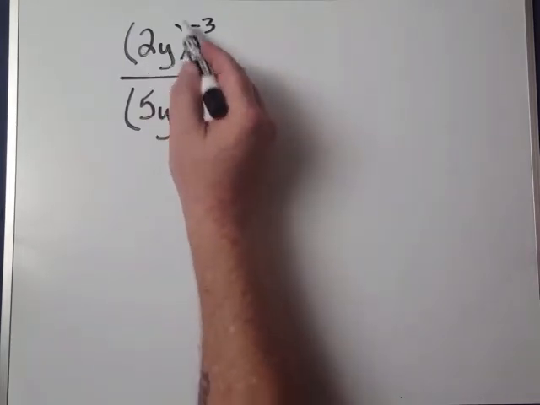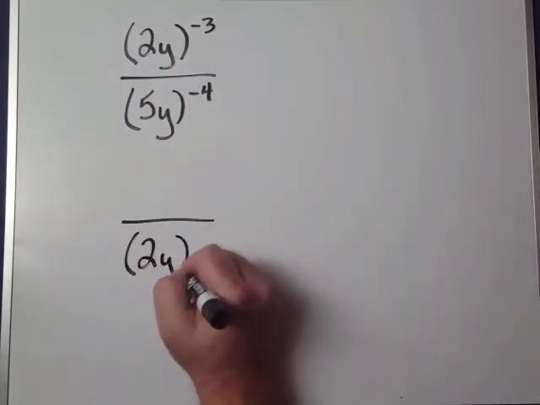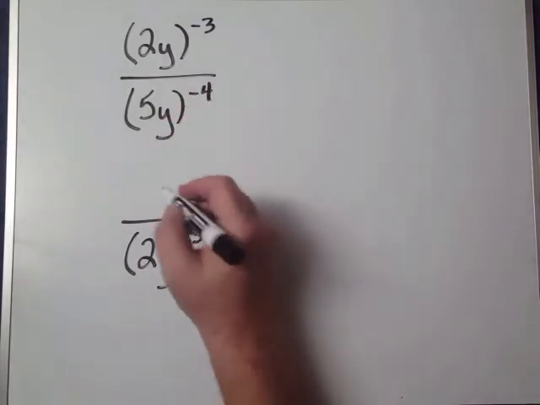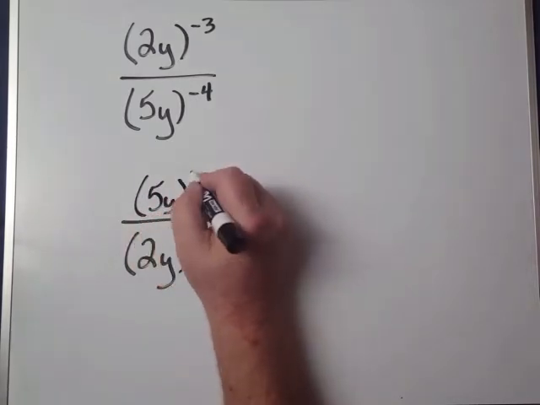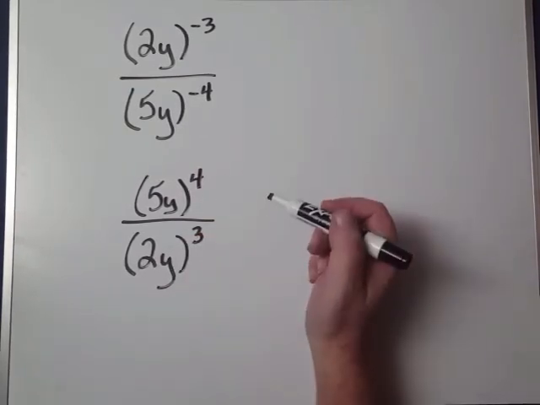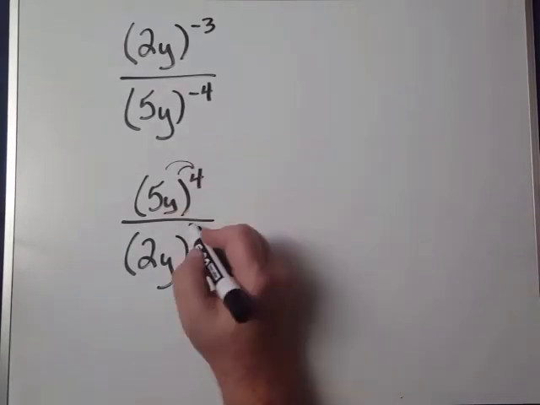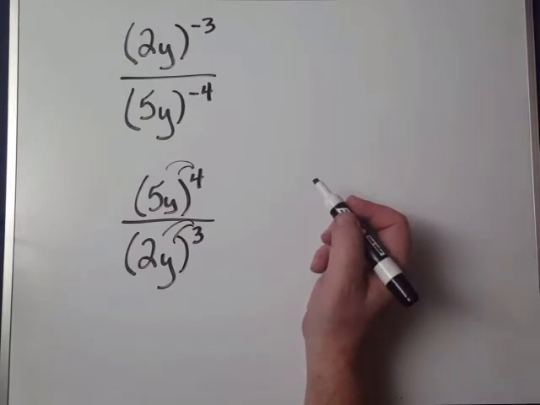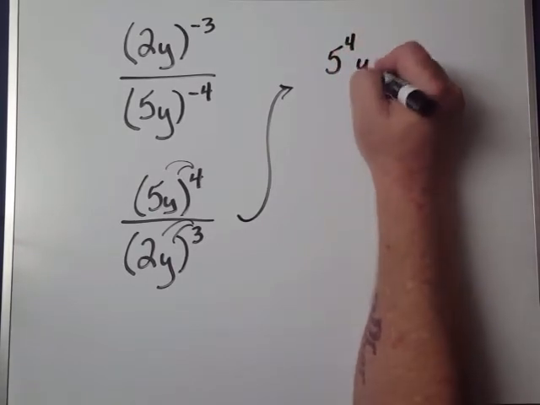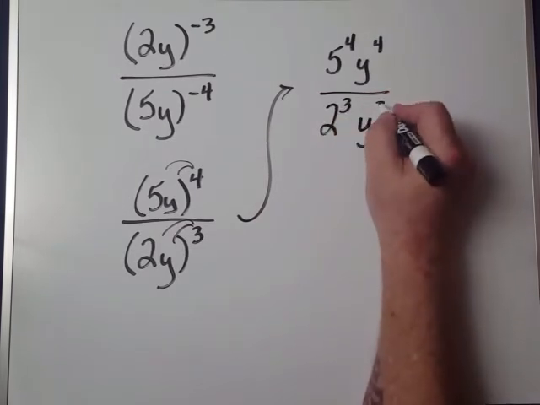This 2y, and that whole thing is the base, to the negative 3 in the top becomes this whole 2y to the positive 3 in the bottom. Likewise, this base to the negative in the bottom becomes this base to the positive in the top. Now, I don't have any negative exponents to deal with. I like that. Now I will distribute and bring these powers in. As I do that, I will get 5 to the 4th, y to the 4th, over 2 cubed, y cubed.